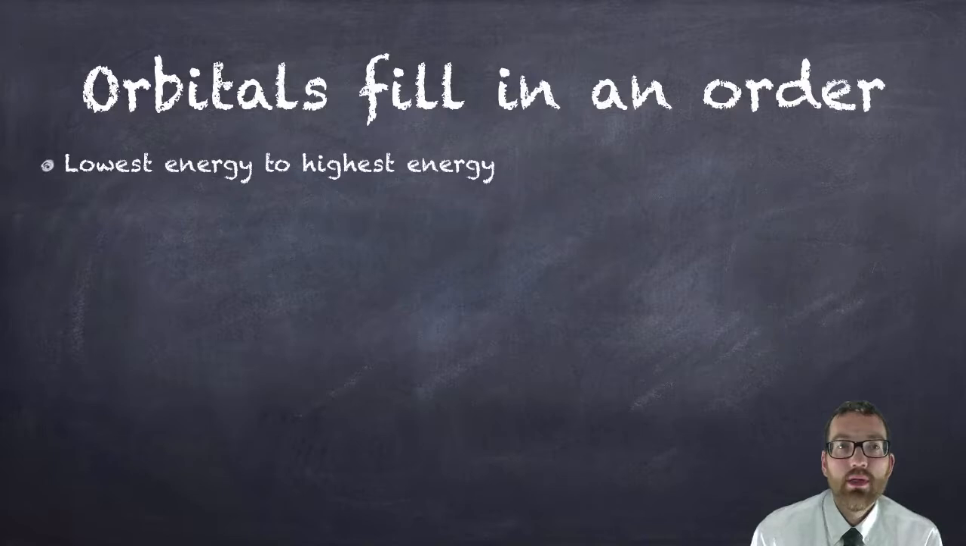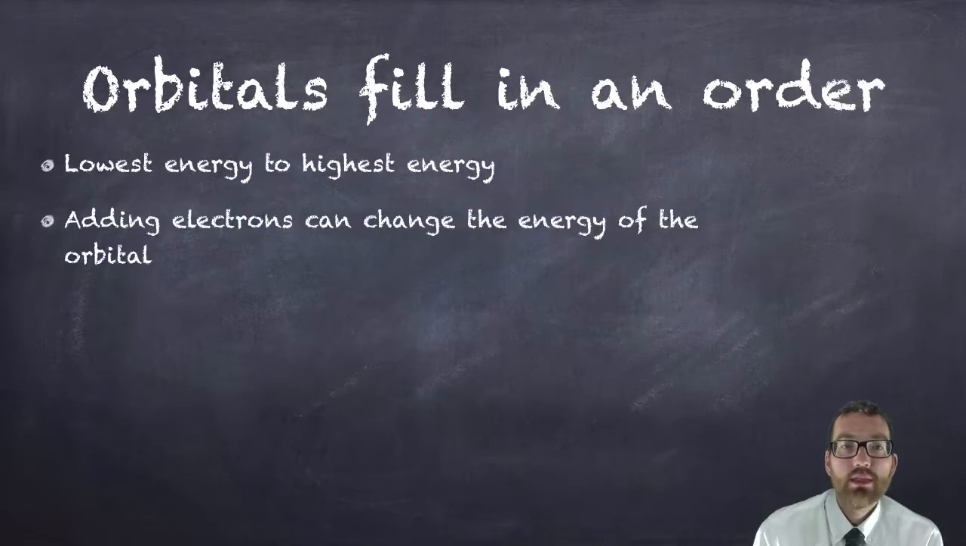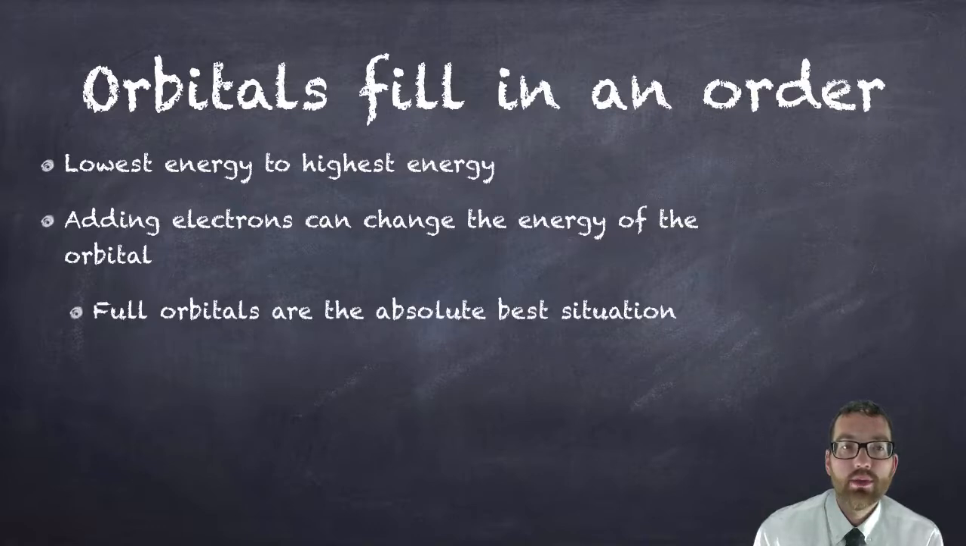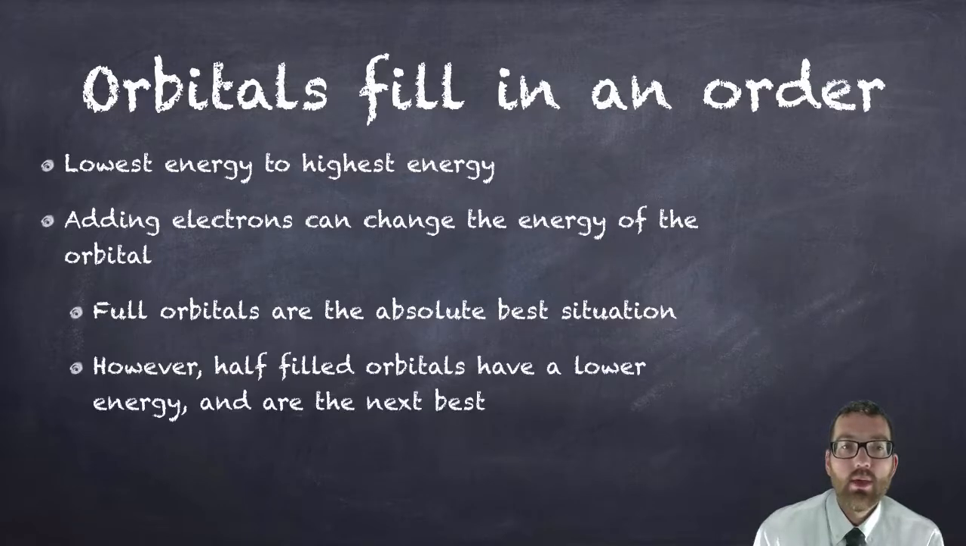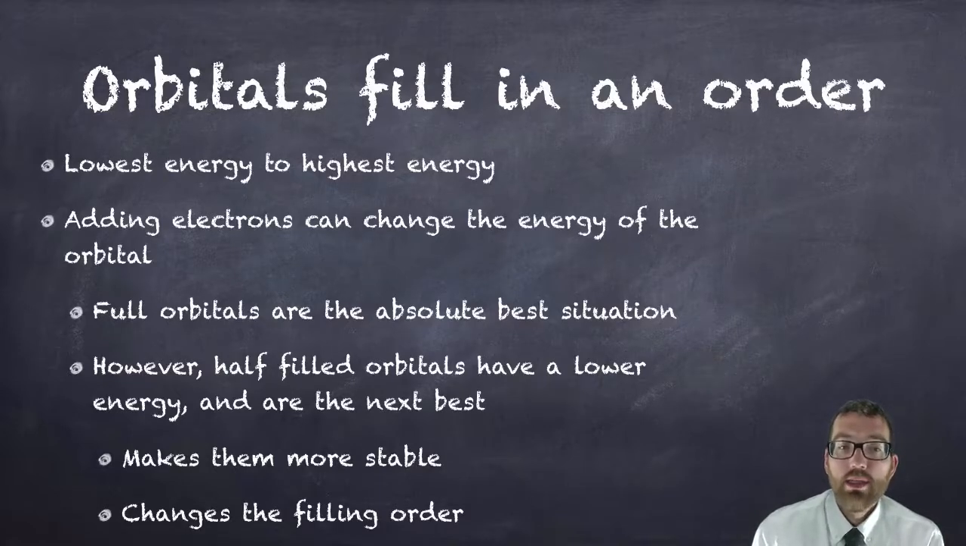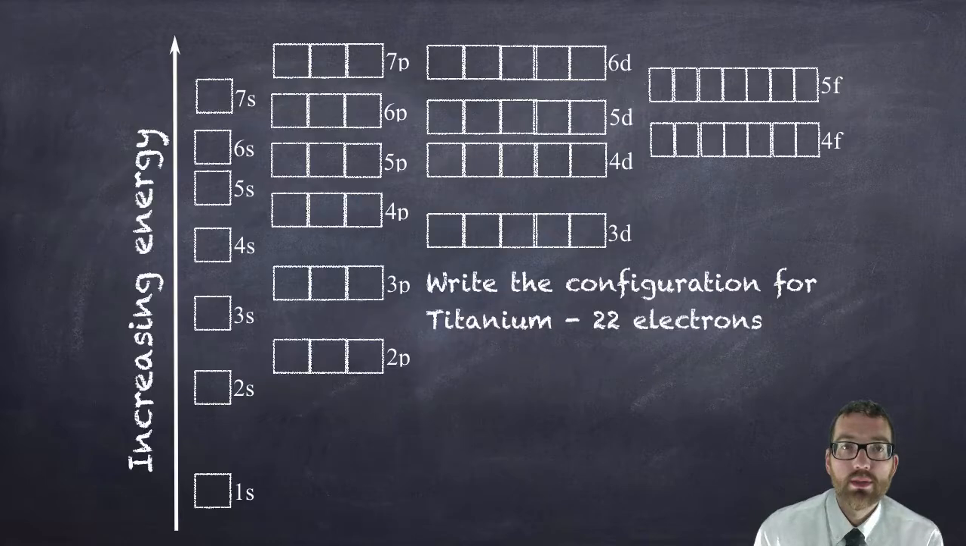So the orbitals fill in an order. They always go lowest energy to highest energy. And adding electrons can actually change the energy of the orbital. Full orbitals are the absolute best situation. That's the lowest energy, and that's what atoms like to be. However, a half-filled orbital has a lower energy level, and so therefore it's the next best situation. It makes the atom more stable, being half-filled than not filled. And unfortunately, this can change the filling order, which makes an exception to those 3 rules that you just saw here. So let me show you those.